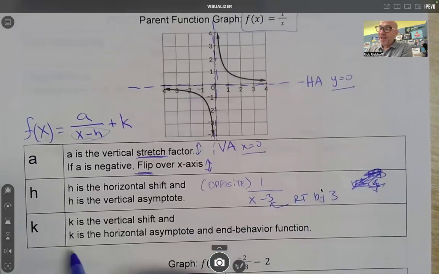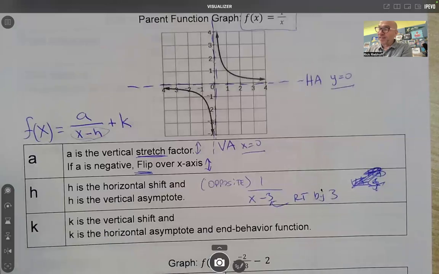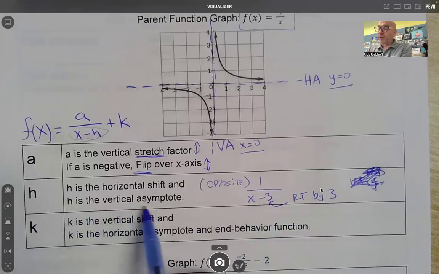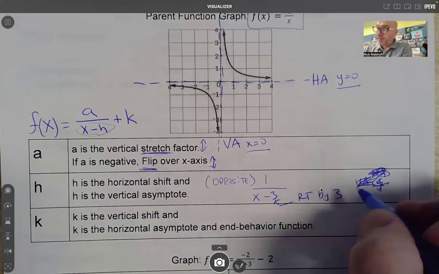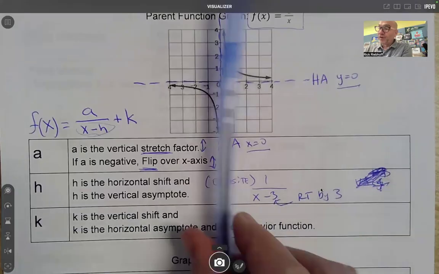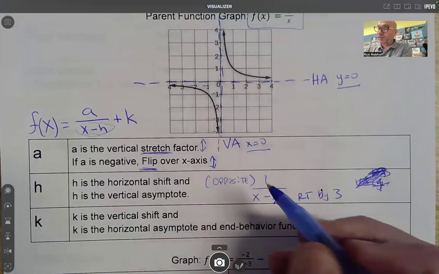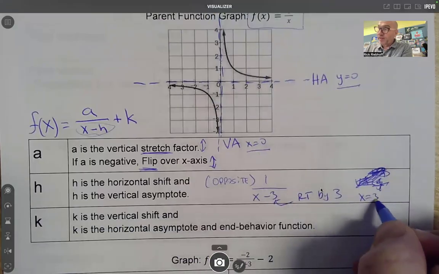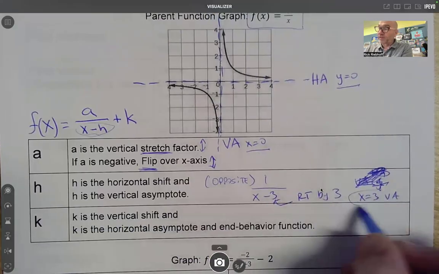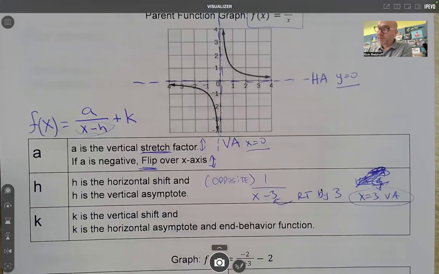Move on, Mr. Reba. K is the vertical shift, so that's shifting up and down, right? Oh, sorry. H is the vertical asymptote. That's where I was. My bad. The vertical asymptote is shifting to the right by 3, right? So the vertical asymptote is going to be x equals 3. There it goes. That's where my train of thought was going. Sorry, it's been a long day.